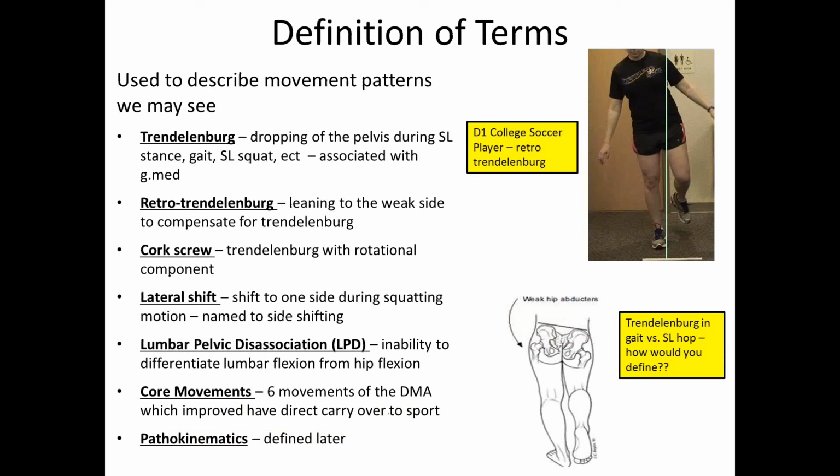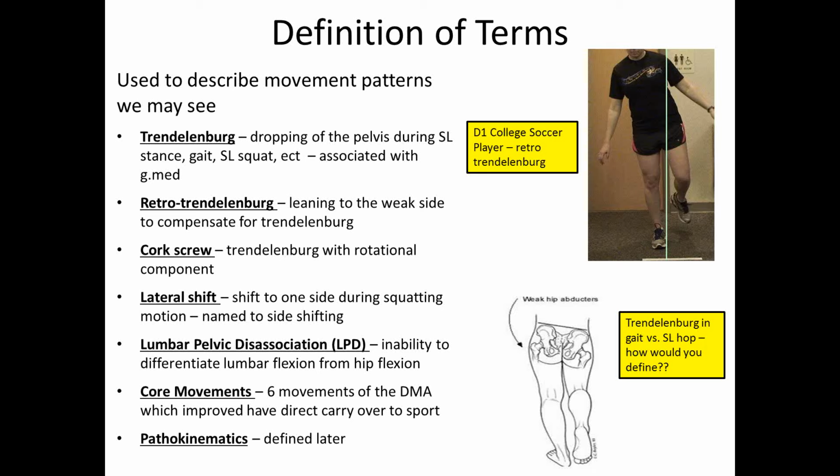So before we get too far, we would like to describe some terms that we use. Several of these terms you've seen in the literature, some of them you have not. First one being a Trendelenburg. This is a common deviation that we see in outpatient orthopedics.